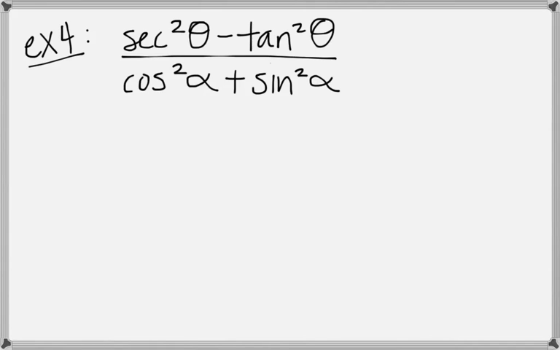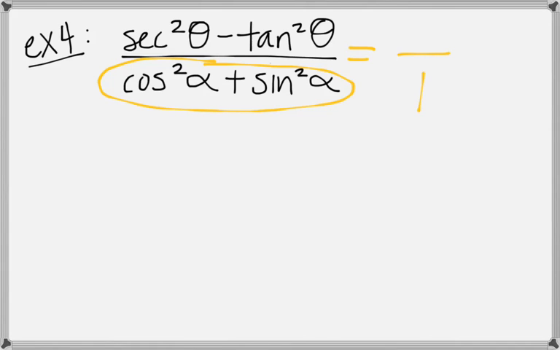Has anyone figured out the bottom part of that yet? Oh, 1. Yeah, you should get that one. We've done it 4 times now. So the bottom, cosine squared of alpha plus sine squared of alpha is 1. What about the top?